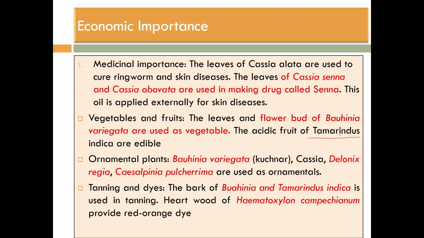All of you may be eating Tamarindus indica, that is the Imli plant. Then many of the species are also ornamental, like Bauhinia variegata, that is called Kachnar, Cassia, Delonix regia, that is Gulmohar, and Caesalpinia pulcherrima are used as ornamental plants. And many of the plants are also used for tanning and dyes, like bark of Bauhinia and Tamarindus indica is used in tanning, and the hardwood of Haematoxylon is used as a red orange dye. So there is some economic importance of the family Caesalpiniaceae.